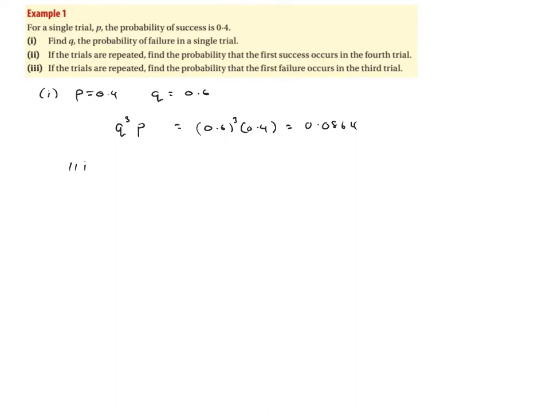Okay, the second one then, oh, that is the second one, sorry. So the third one, the trials are repeated. It says, find the probability the first failure occurs in the third trial. So the first failure, that means we want success twice, and then we want a failure at the end. So what we end up with is 0.4 squared by 0.6, and that's equal to 0.096, and that's basically that straightforward.